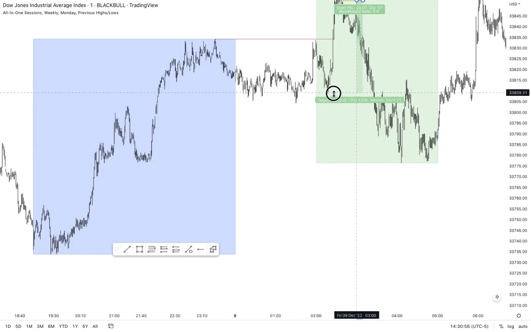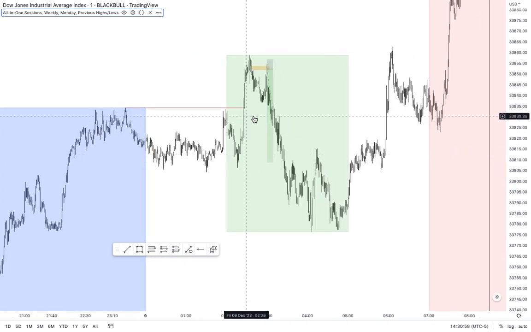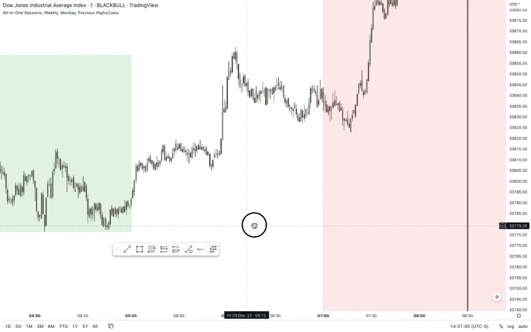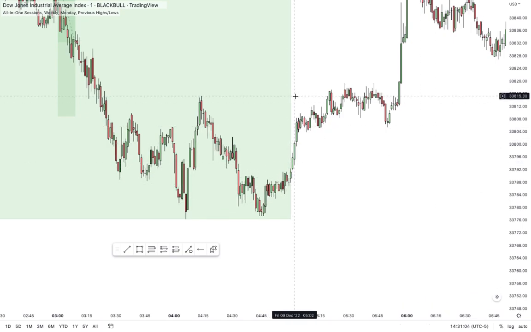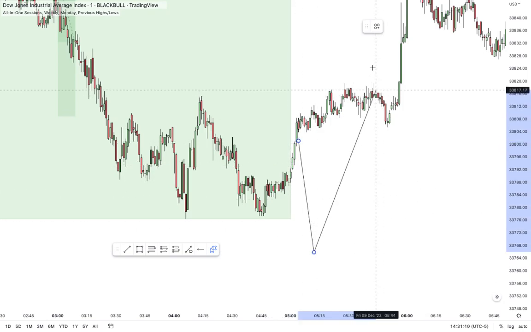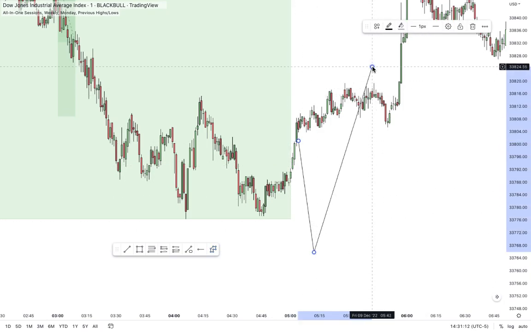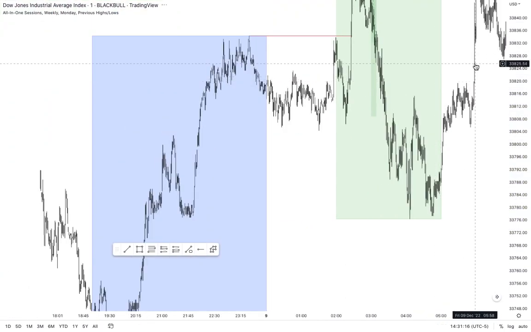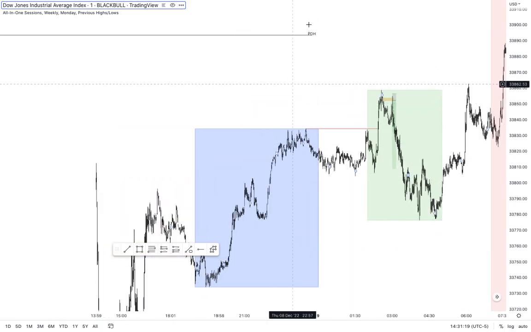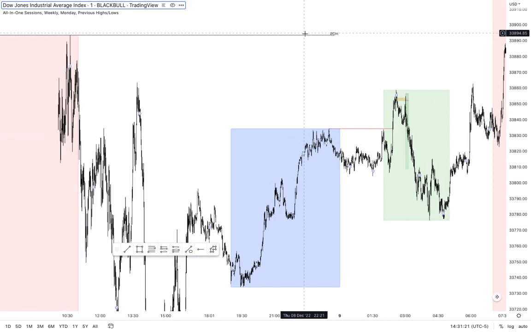So I will show you mine. This was the 10 hour. Okay, and after this, when I got back, I was looking for the London kill zone to close, and I swept below the London kill zone and then towards the London highs. So why was I looking for that? Because we have the previous day's highs over here, right?